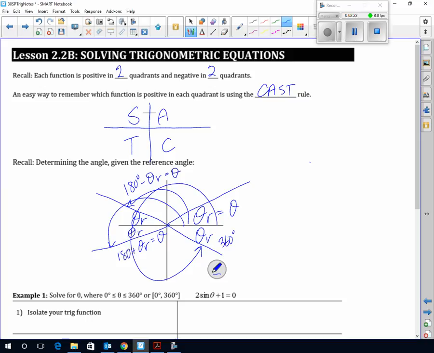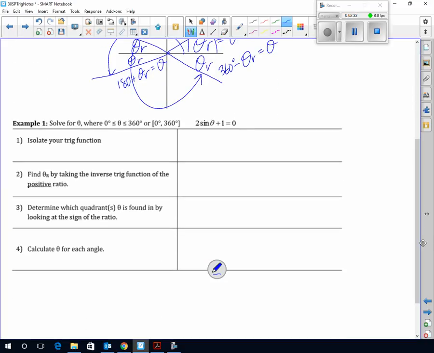Let's keep going. We're going to solve for theta. Do you remember back in grade 8 or 9, you had an equation that looked like this: 2x plus 1 equals 0. Solve for x. You would subtract 1 from both sides. What would you get? 2x equals negative 1. Then divide by 2. So I get x equals negative a half. Everybody understand that?